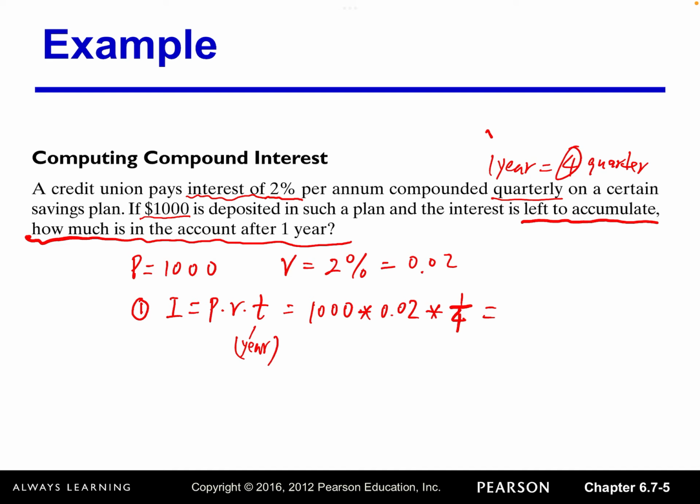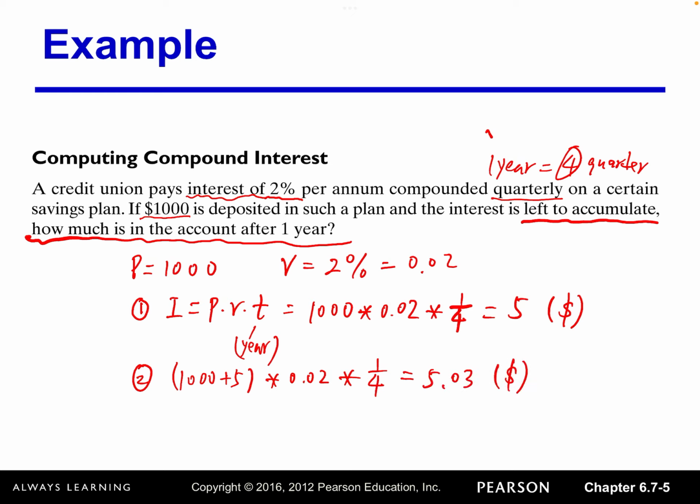If you use your calculator, we get $5. So we make $5 as the interest, and $5 will stay in the account, right? So in the second quarter, how much is the principal? It is no longer 1,000. Now it's 1,005, that's $1,000 plus 5, the interest made from the first quarter. And then same thing, multiply by the interest rate, multiply by the time, another quarter. If you calculate it, we make $5.03 as the interest.